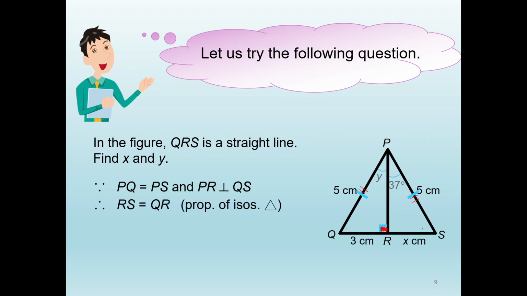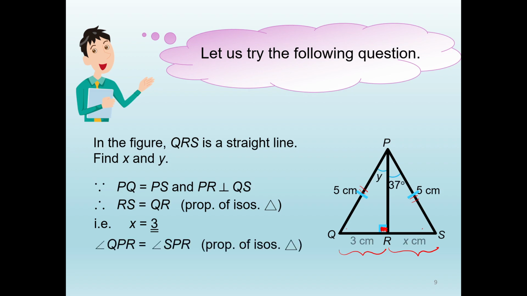Then we apply the property of isosceles triangle to say that RS is equivalent to QR, and therefore x equals 3. Once again, we can apply the property of the isosceles triangle to say that y equals 37 degrees because these two angles are the same.